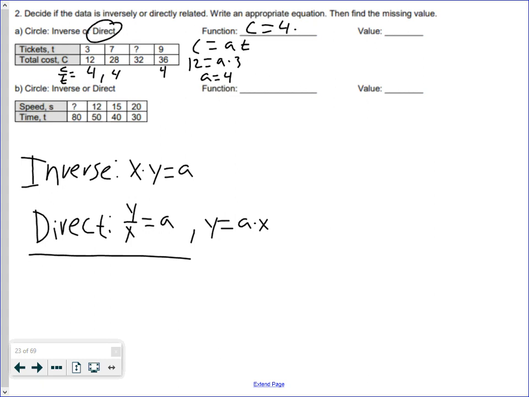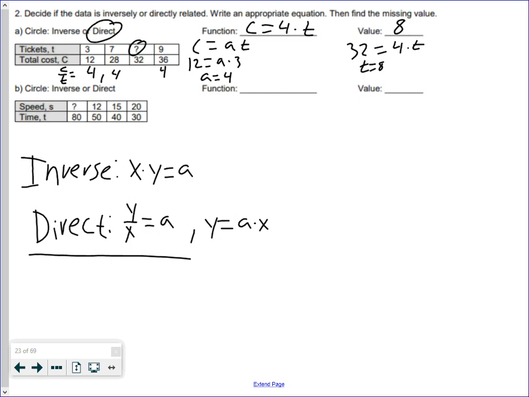All right. So now we need to figure out the missing value that we have right here. So we're just going to plug in 32 for c. We have our a value now. We can solve for t. So 32 should equal 4 times some t. Divide each side by 4. T equals 8. So the value is going to be 8.